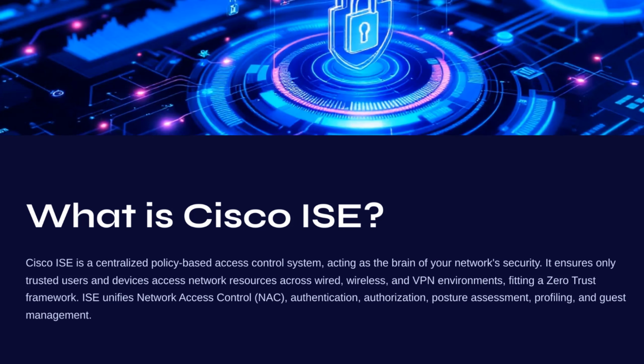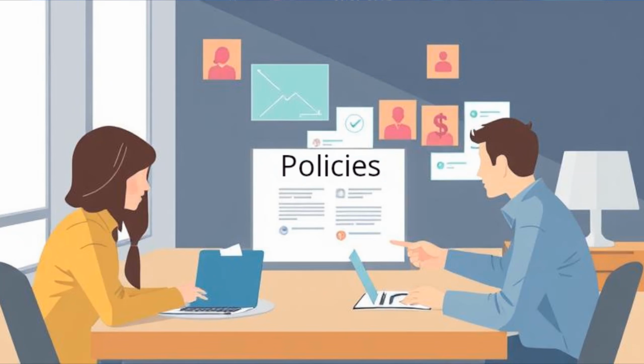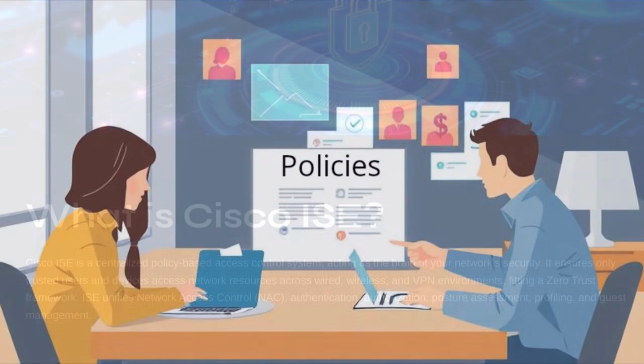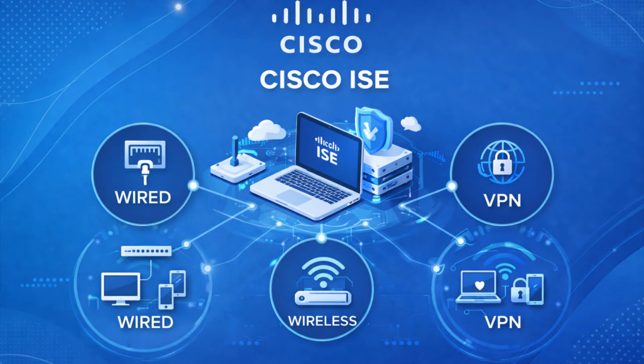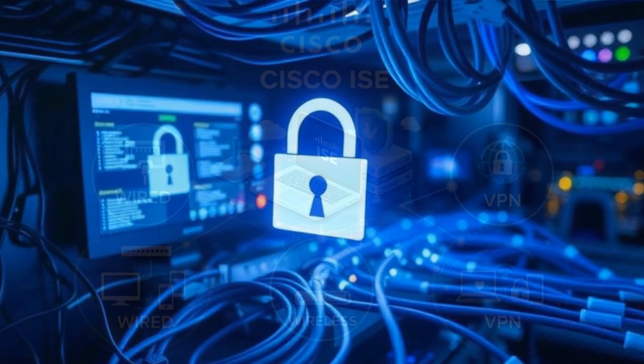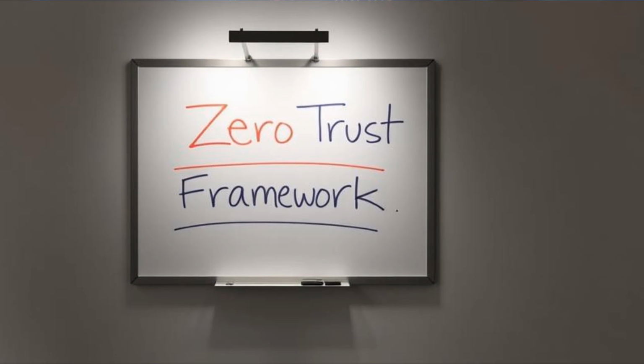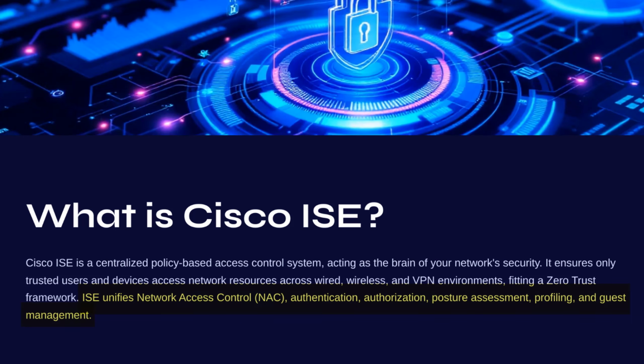So with this context, organizations can define and enforce access policies, granting the appropriate level of access based on any combination of these factors. So it acts as the brain of your network security. It ensures trusted users and devices access network resources across wired, wireless and VPN environments, fitting into a zero trust framework. ISE unifies network access control, authentication, authorization, posture assessment, profiling and guest management. So it unifies it all. It can do all of this in one single solution.